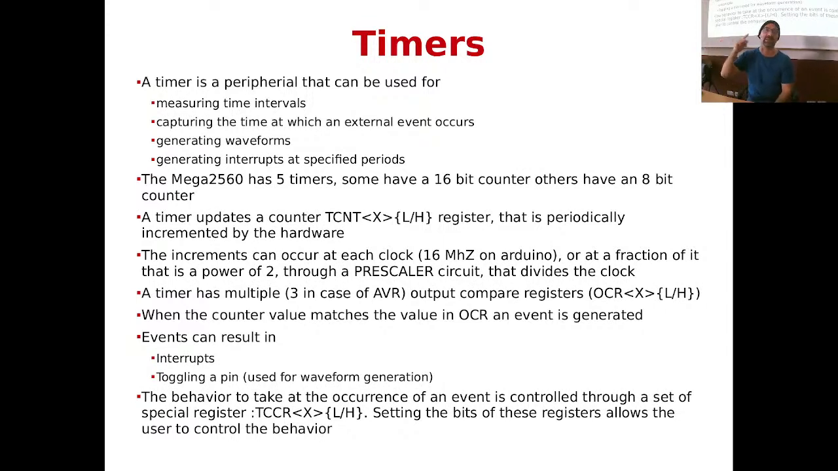So you can say, okay, run this timer at 16 megahertz, or at 16 megahertz divided by 2, 16 megahertz divided by 4, and so on. By changing the prescaler, you change the frequency at which the timer is updated. We will see everything in code now.